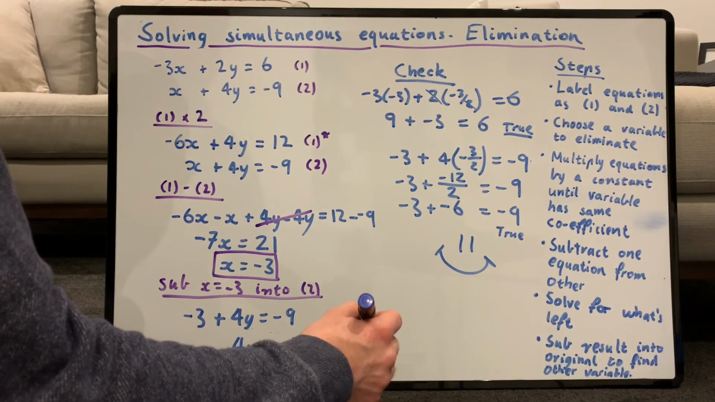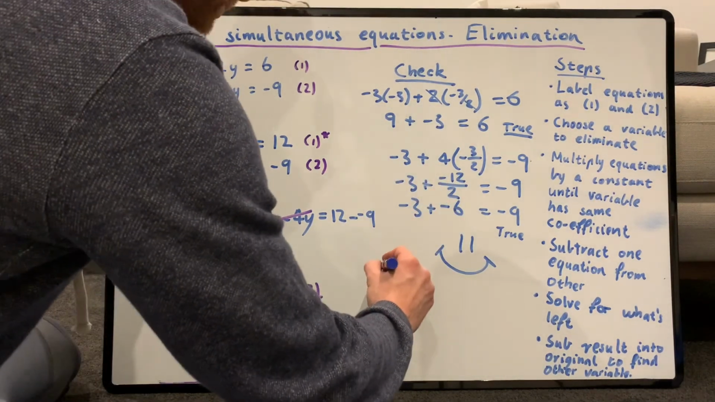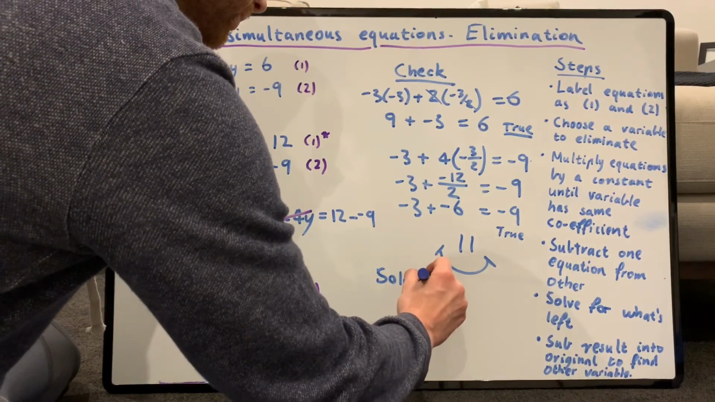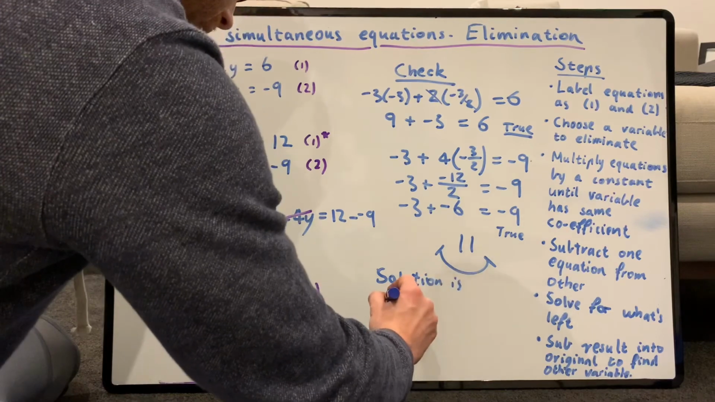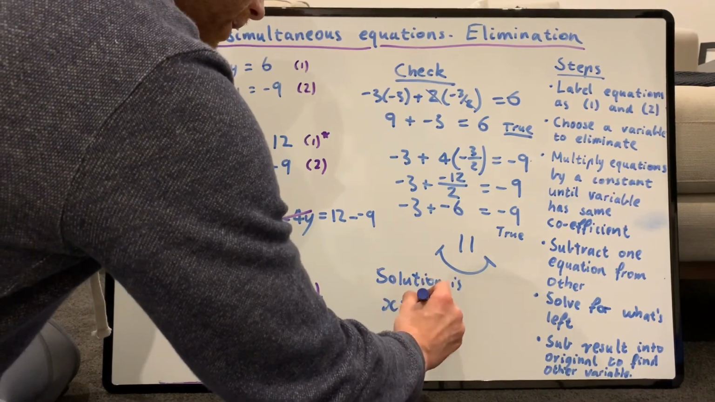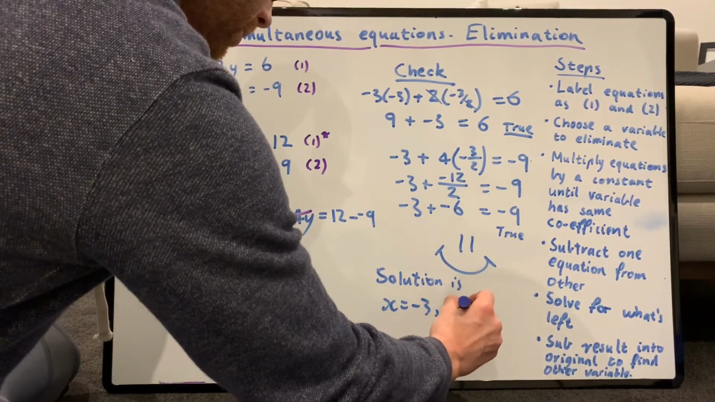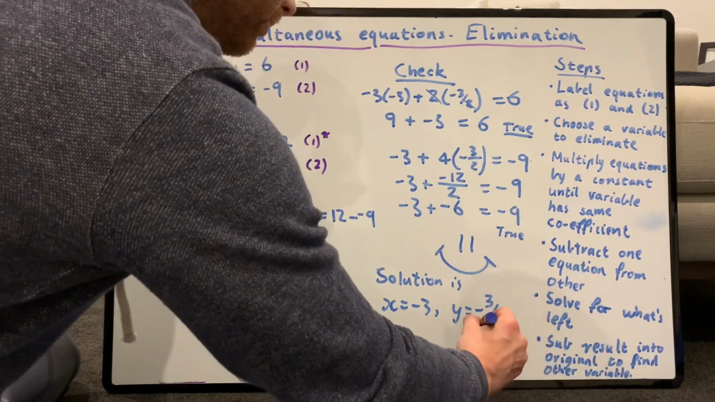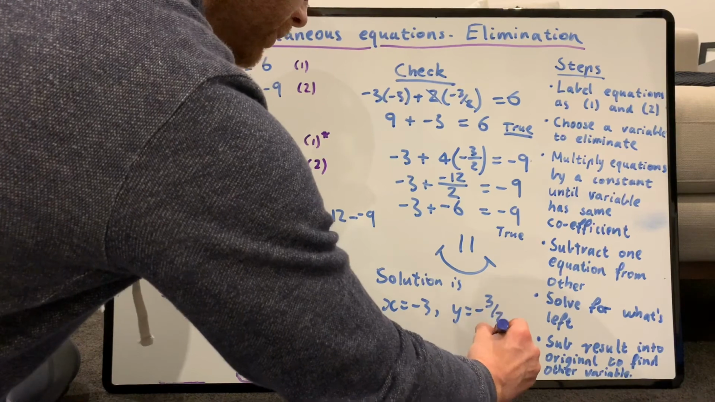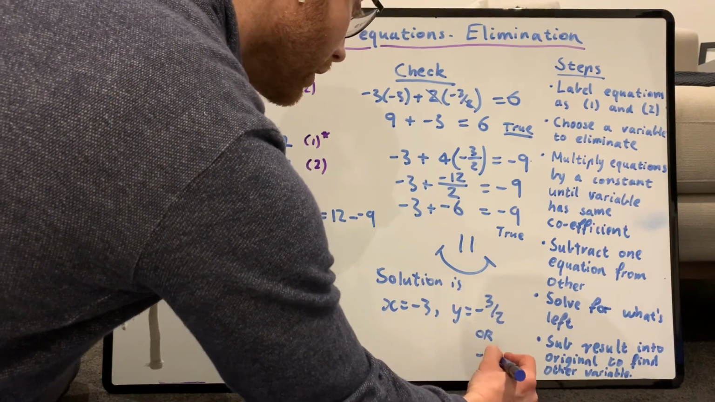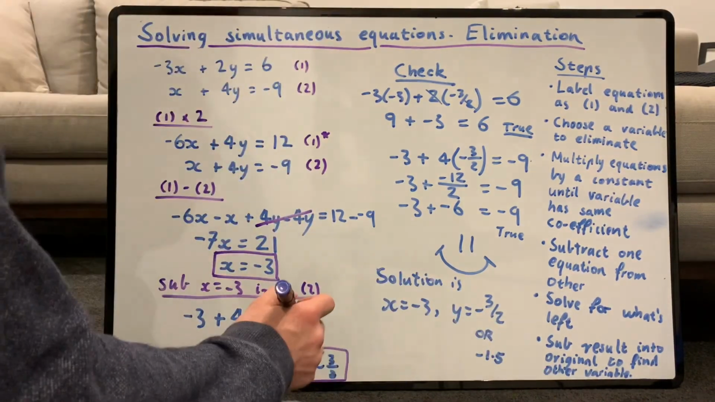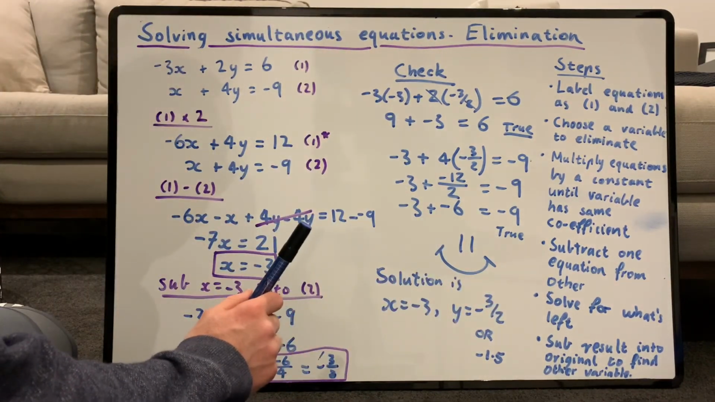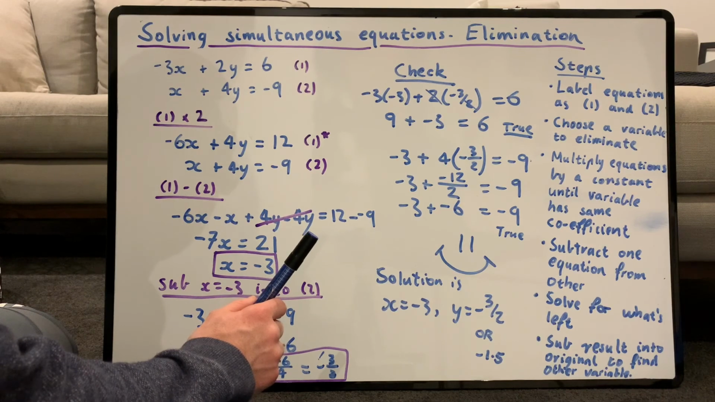So our solution is, just to make it super clear, x equals negative 3, y equals negative 3 on 2, or negative 1.5 for you decimal lovers, although when you're in methods, fractions are the preferred thing to do.